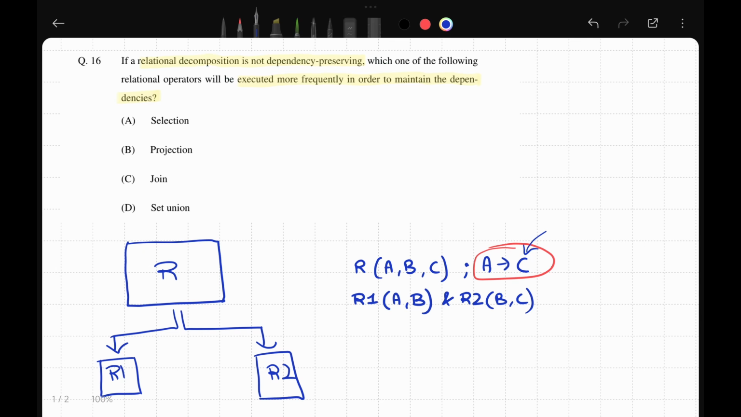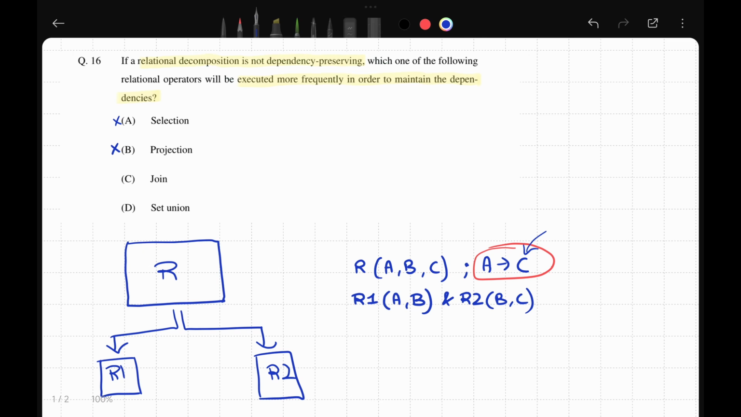The first option is selection. So selection basically filters rows, right? So through selection you can select rows where a certain condition is met, which means it has nothing to do with dependencies basically. So essentially A cannot be the answer. Projection again is a different type of selection where you're selecting attributes or columns, right? You can either select columns or drop columns through projection. So again, that is not related to dependencies. It doesn't deal with preserving dependencies, right?